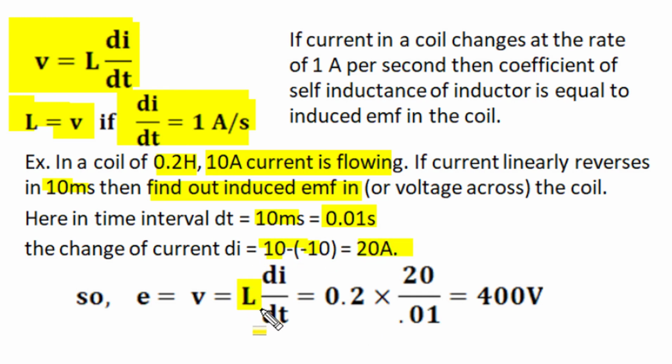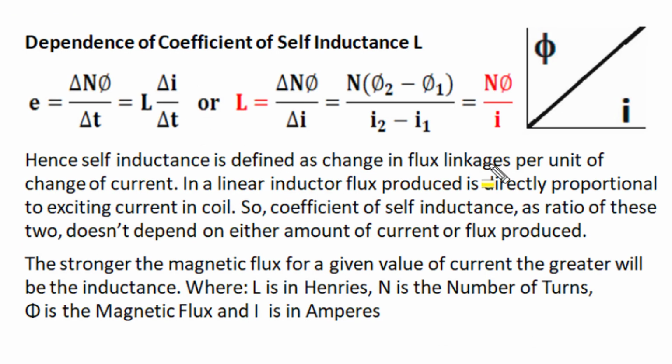And if we substitute V equal to L di by dt relation, the value of L as 0.2 Henry, di as 20 ampere, dt as 0.01, and solve it, we'll get that induced EMF or applied voltage is 400 volt. Let's understand the dependence of coefficient of self-inductance.